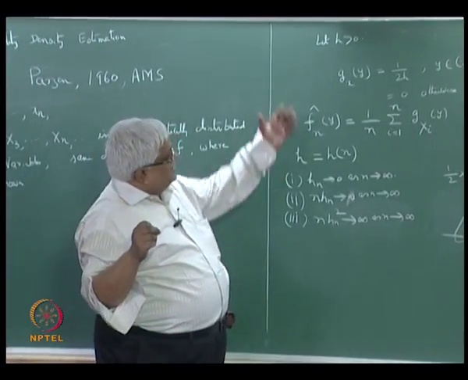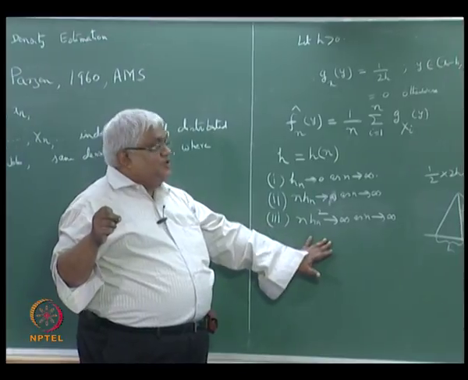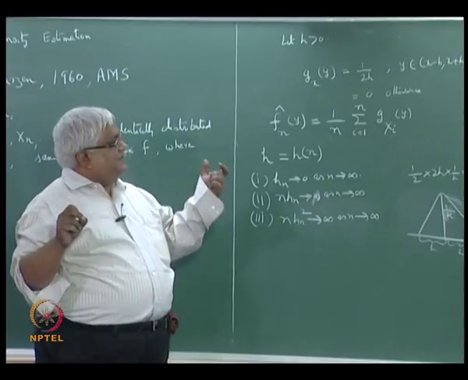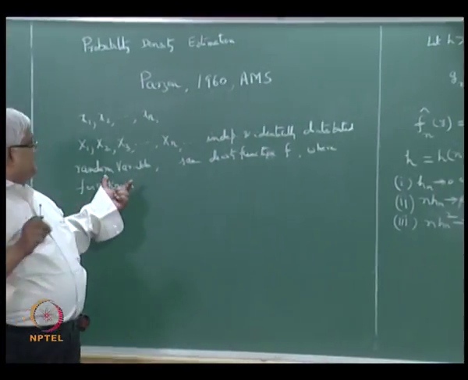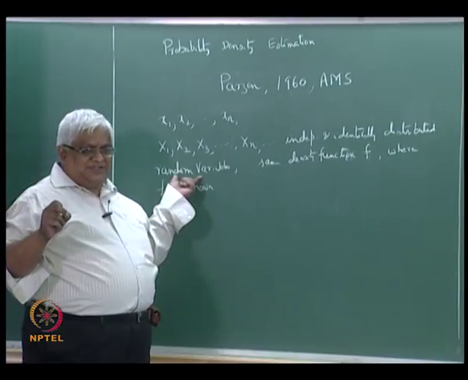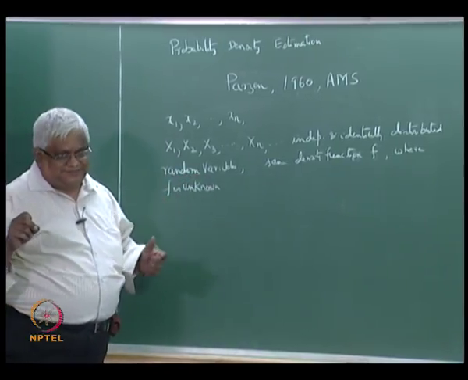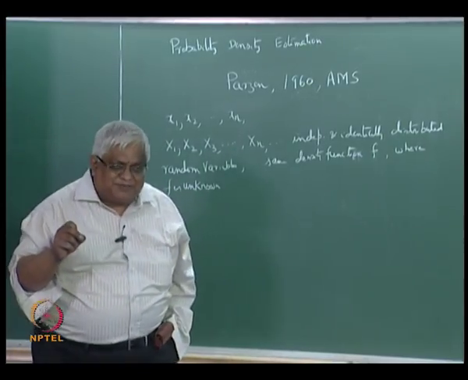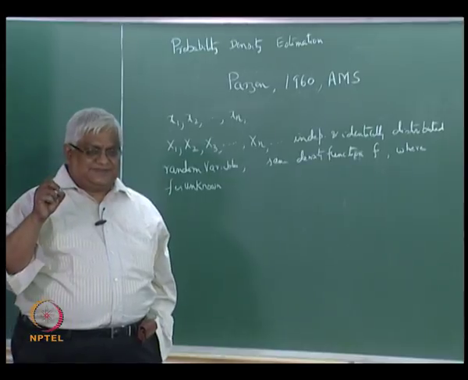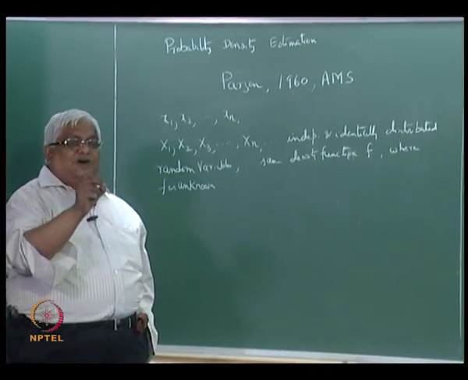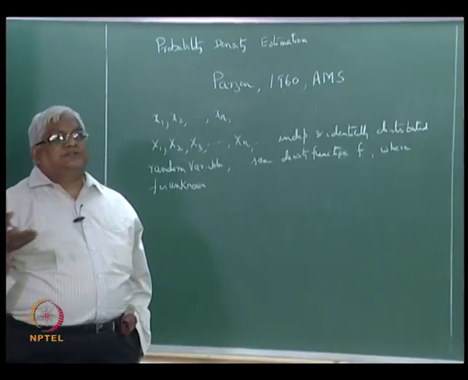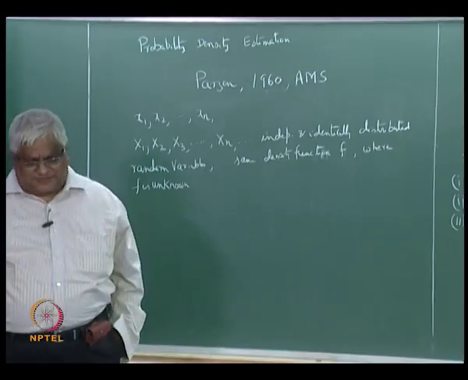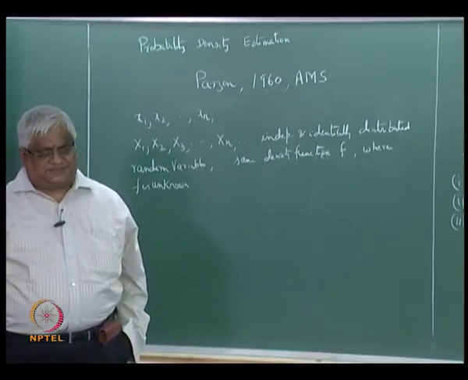Now, this has been proved for the univariate case. What is the meaning of univariate case? Note that we are assuming random variables, not random vectors. Instead of random variables, suppose you have random vectors, that is, you have observations in, let us say, two-dimensional or three-dimensional or in general any m dimensional space, and you would like to estimate densities.